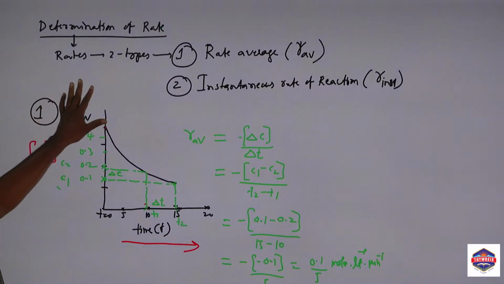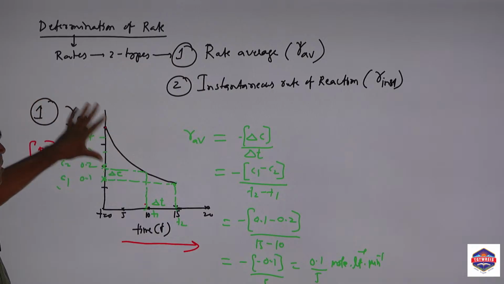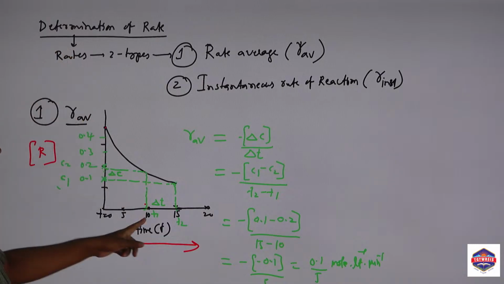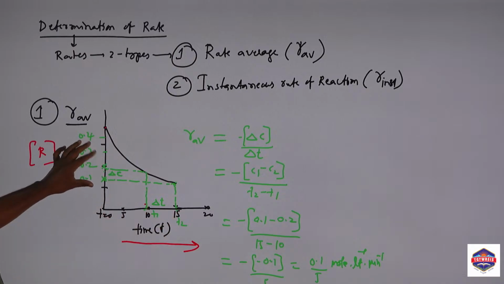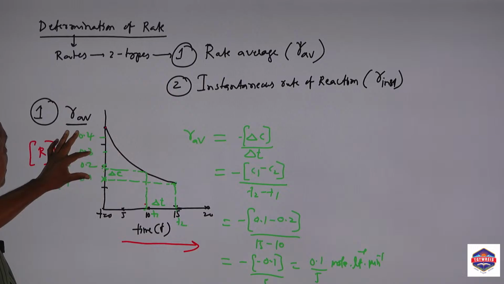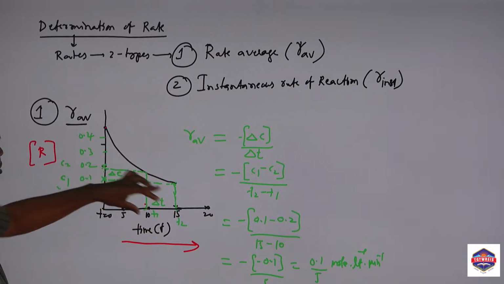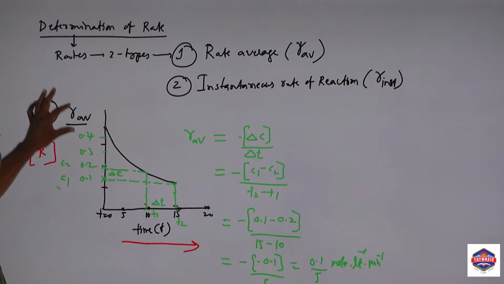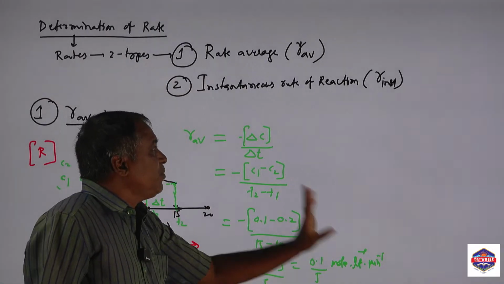Average rate of the reaction is defined as what? In between some time interval we are calculating the rates. At 15 minutes we have 0.1, at 10 minutes we have 0.2. So in between this gap, how much rate is there? That is the average rate. This is 0.1 by 5 mole liter inverse minute inverse.